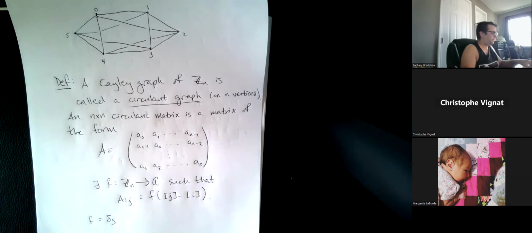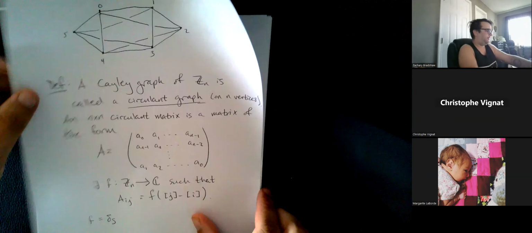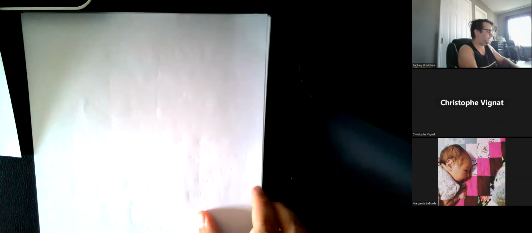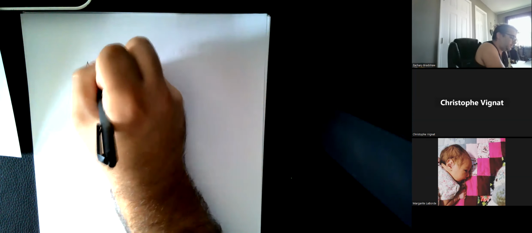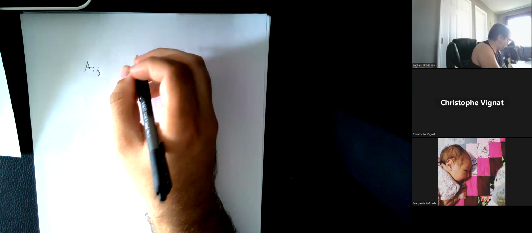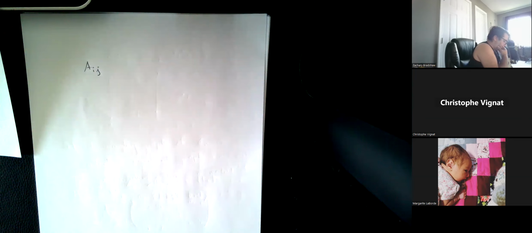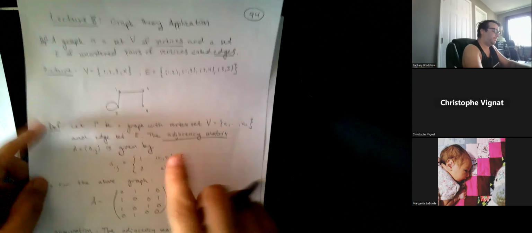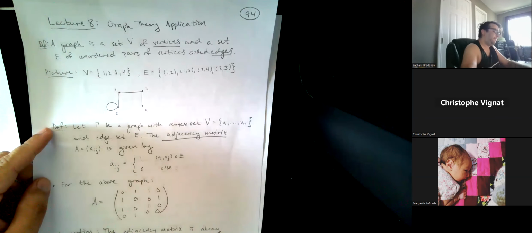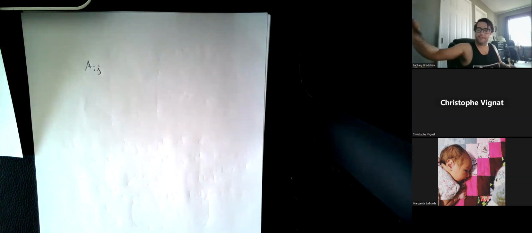Okay. So let's put that in perspective maybe. So if f is delta S, then a_ij, I see. Okay. So a_ij will be exactly the definition that we had for the adjacency matrix before. That E there just turns out to be S.